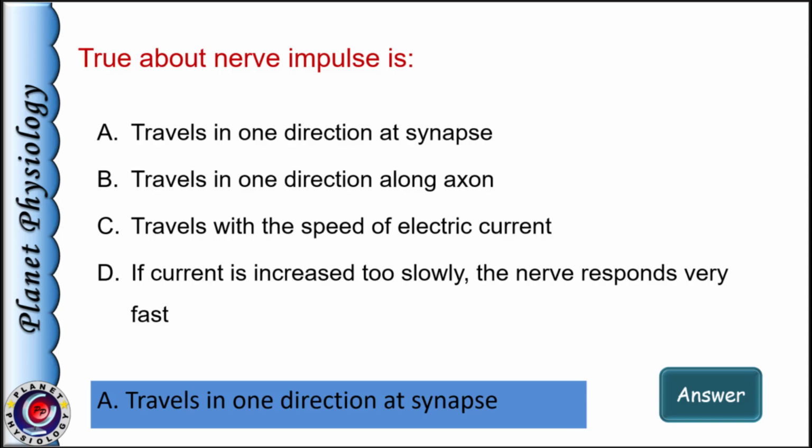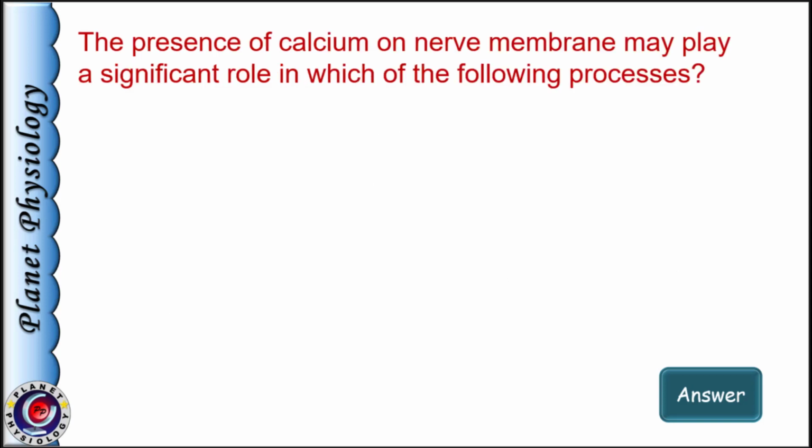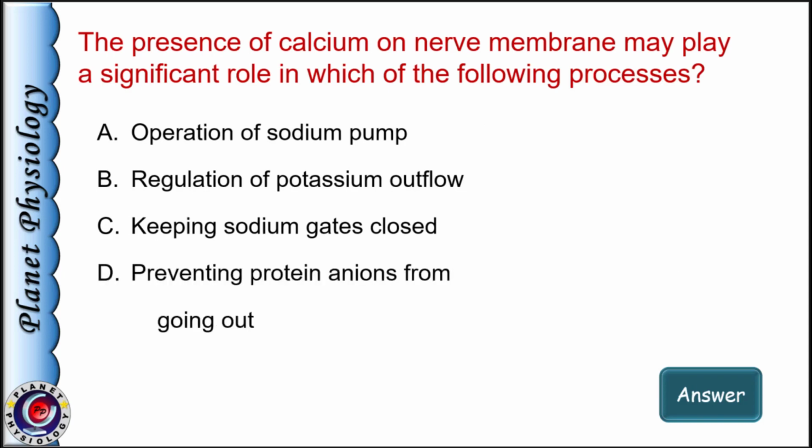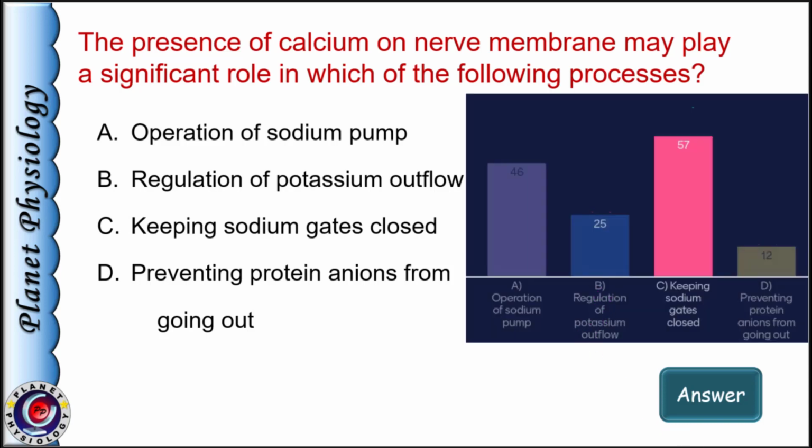Here is another MCQ which almost 2/3 of the students couldn't answer correctly. The presence of calcium on nerve membrane may play a significant role in which of the following processes? A. Operation of sodium pump, B. Regulation of potassium outflow, C. Keeping sodium gates closed, and D. Preventing protein anions from going out. So you can see the responses from the students.